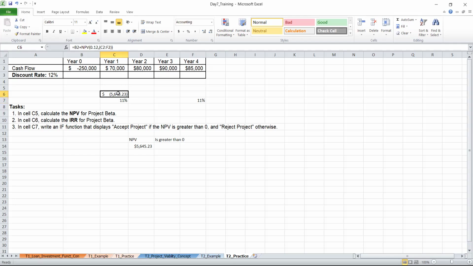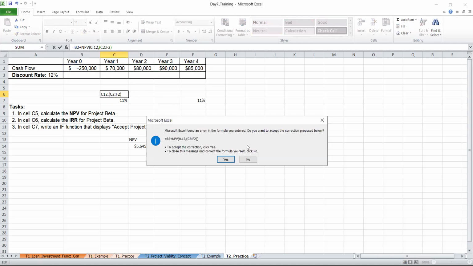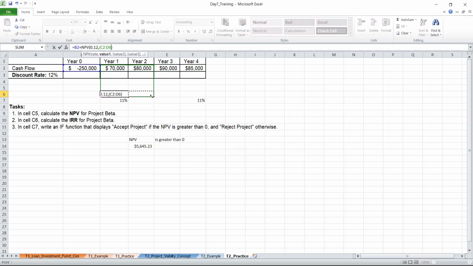Sir, this is positive. It is in bracket. When it's in bracket, it is negative. Can you see the result? It is in bracket. No, just click enter. So the result is in bracket. That means the value is negative. Okay. Yeah, right, sir.